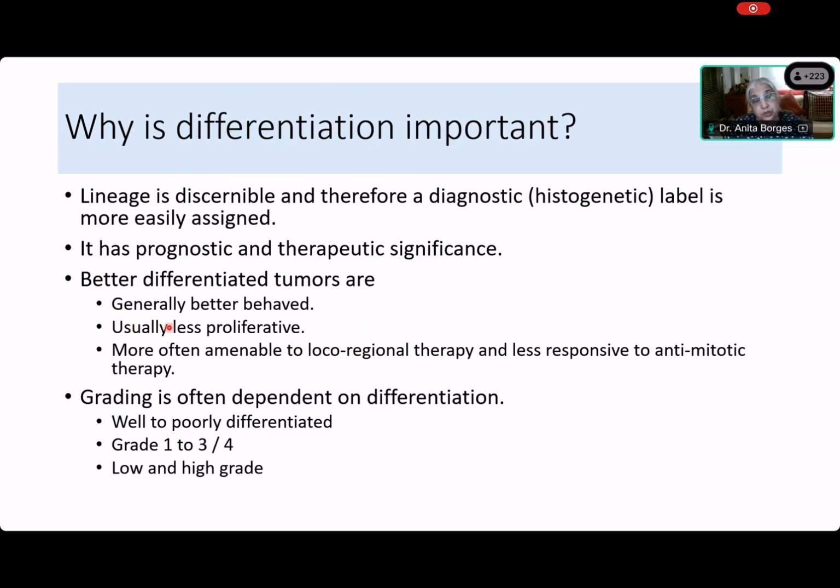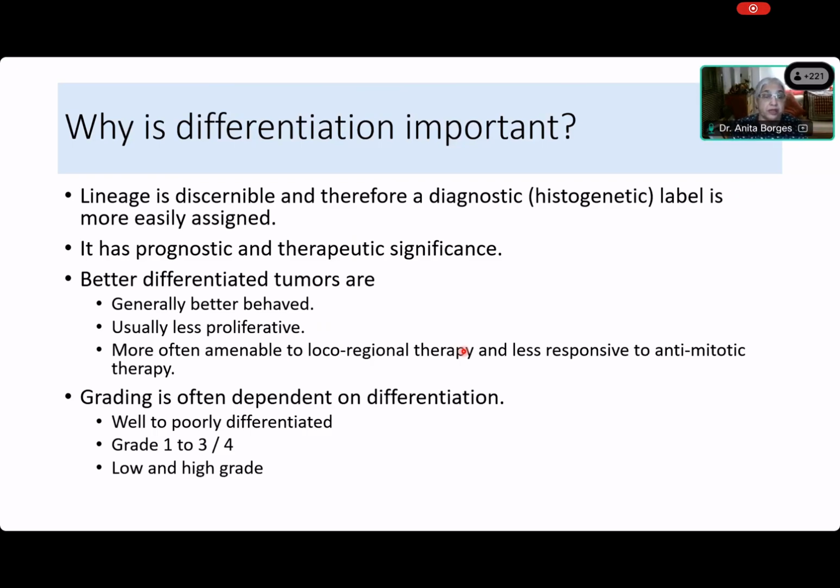The better differentiated tumors are usually less proliferative, and I told you what the consequences of that are for treatment. And they're more often amenable to loco-regional therapy. That means surgery with removal of lymph nodes, and sometimes with the addition of adjuvant radiation therapy. And they're less responsive to what we call anti-mitotic therapy, which tries to cut down the proliferating tumor burden in that particular patient.